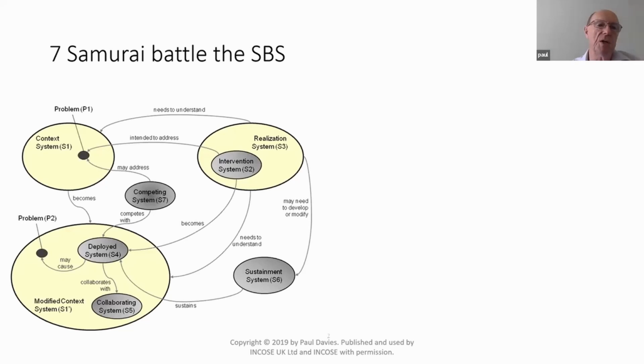And every system that is introduced is intended to counter a particular problem or a gap in the context system space. And eventually, what you would like to end up with is a deployed system, which we'll call S4, which collaborates with other systems, S5, in what we see as a modified context system, because every time you introduce a system into a space, it alters the behavior of both systems.